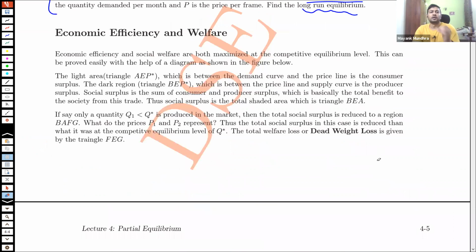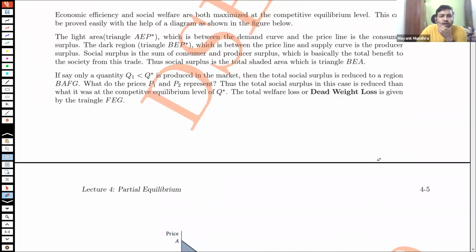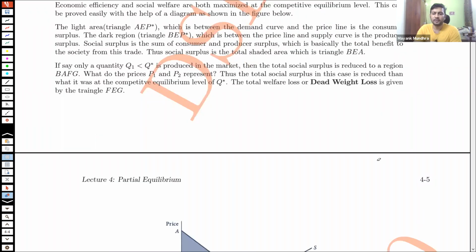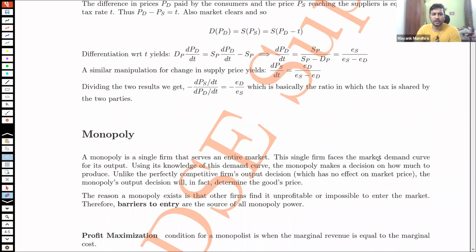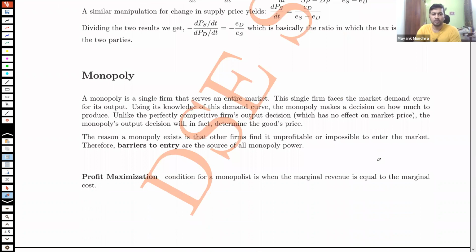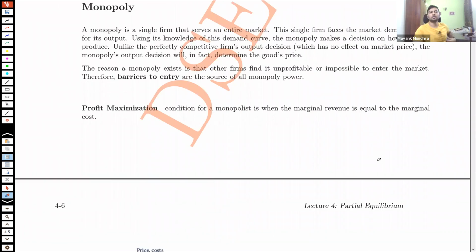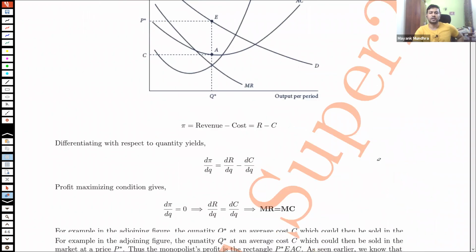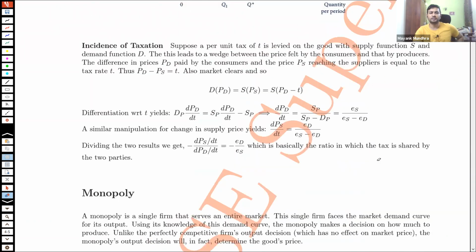Okay, right. Economic efficiency and welfare. I don't think I'll be able to wrap this up. Okay, so let's do these topics in the next class.